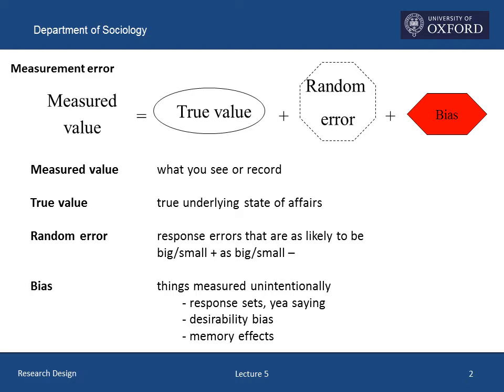It might be as simple as assuming that there really are sheep or goats, or slightly more tendentiously, that people have a true position on an underlying and unobserved attitudinal dimension. This true, or as it's sometimes called, platonic value, is what we're trying to get at. However, there are sources of error that get in the way.